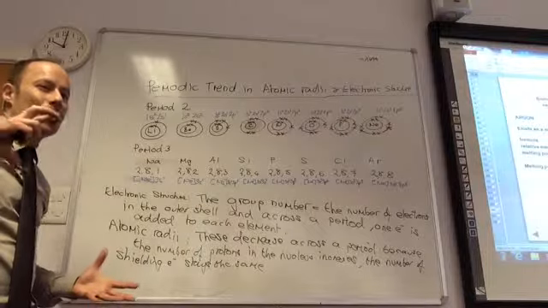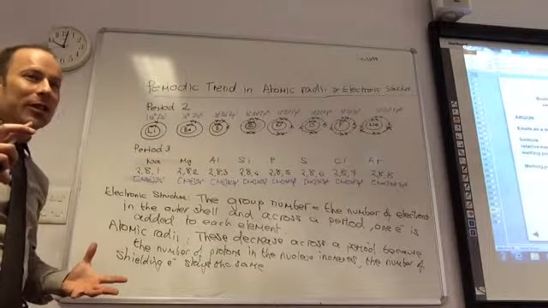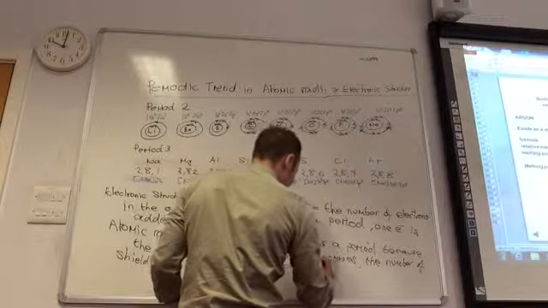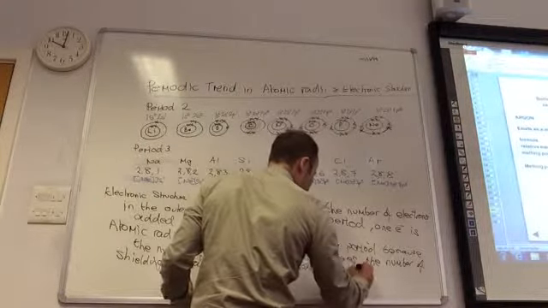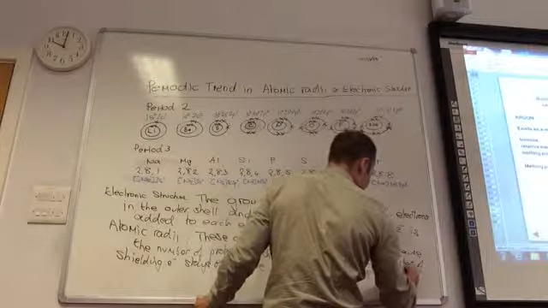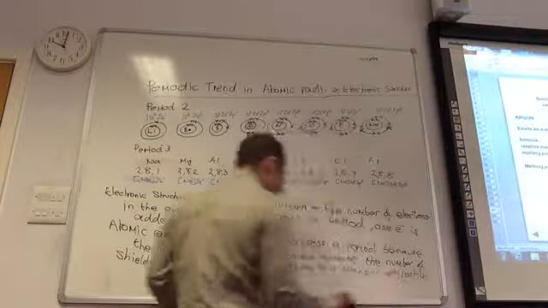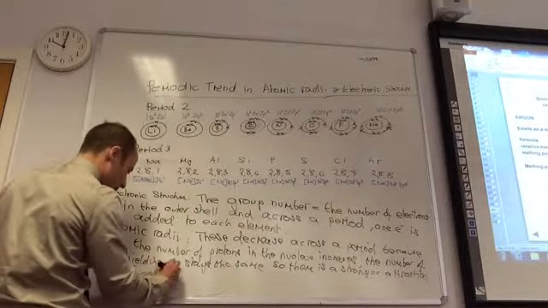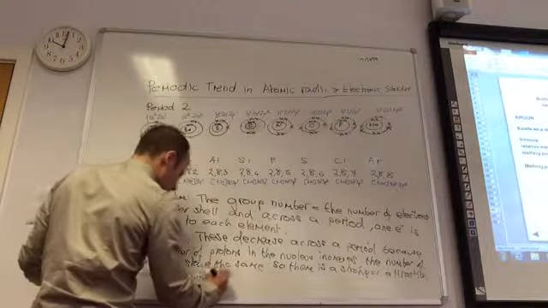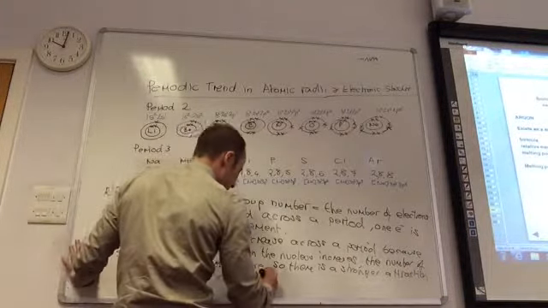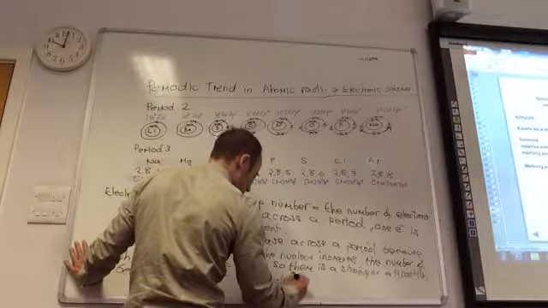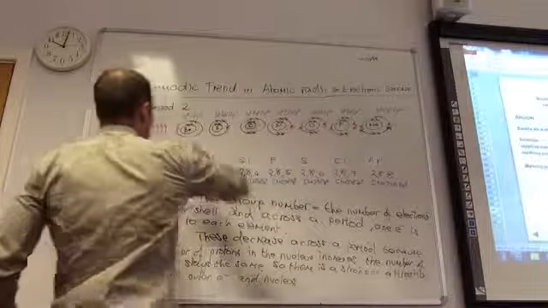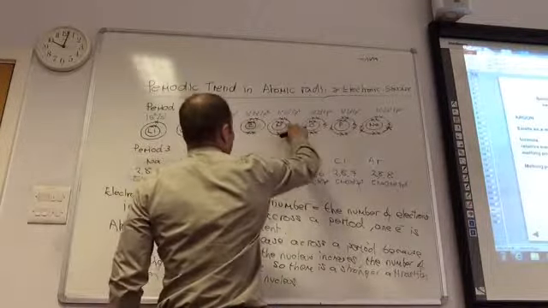So that means the attraction between the nucleus and the outermost electrons is going to increase. So there is a stronger attraction between the outer electrons and nucleus. Because of that, nuclear charge is increasing, and the shielding electrons, these inner shell electrons, stay the same.